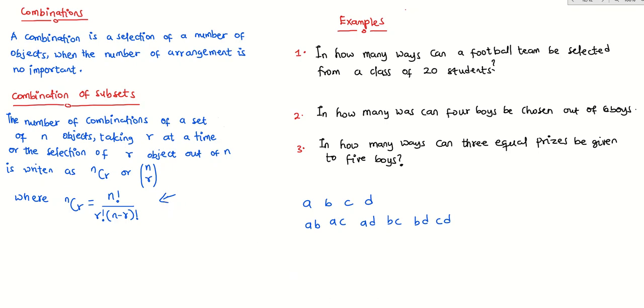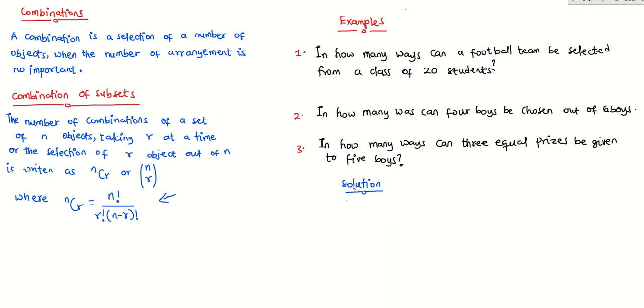Let's take these examples that I have here. The first example says: in how many ways can a football team be selected from a class of 20 students? Let's look at how you are going to answer this question.